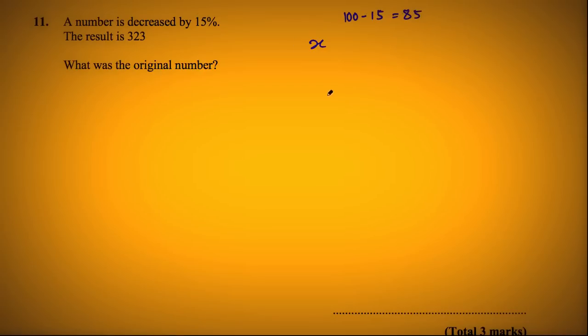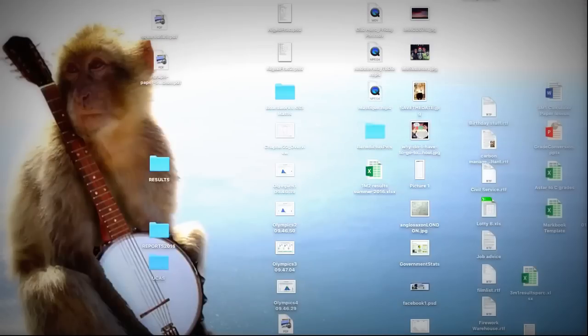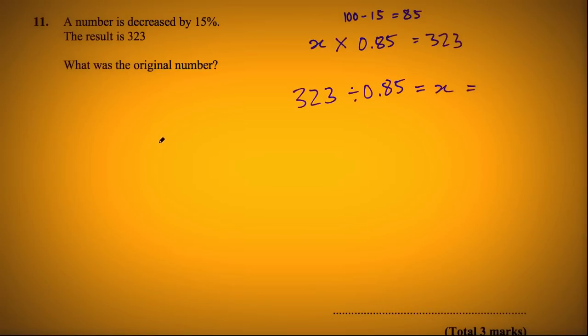So 85% of my original number is 323. My original number times 0.85 is 323. If I do that in reverse, 323 divided by 0.85 equals the missing number, which is 380.